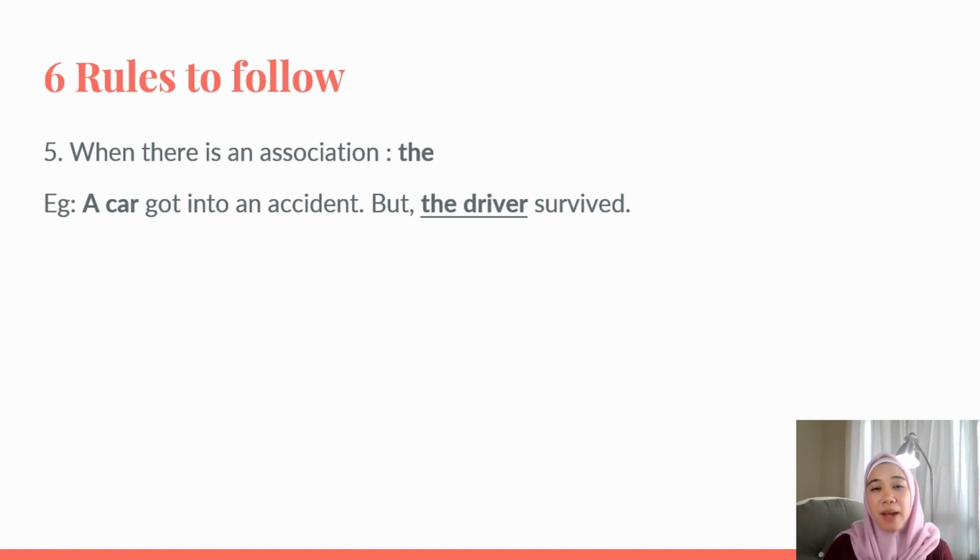Okay, rule number 5, when there is an association in two phrases or two sentences, always use the. Association means hubungan. Let's look at the example here. A car got into an accident, but the driver survived. When I say the driver survived, you already associate this driver with the car that got into an accident. So that's why we use the. Because when I say these two phrases here, automatically you know that we are talking about the driver of this car that got into an accident. So whenever there is an association, always use the.